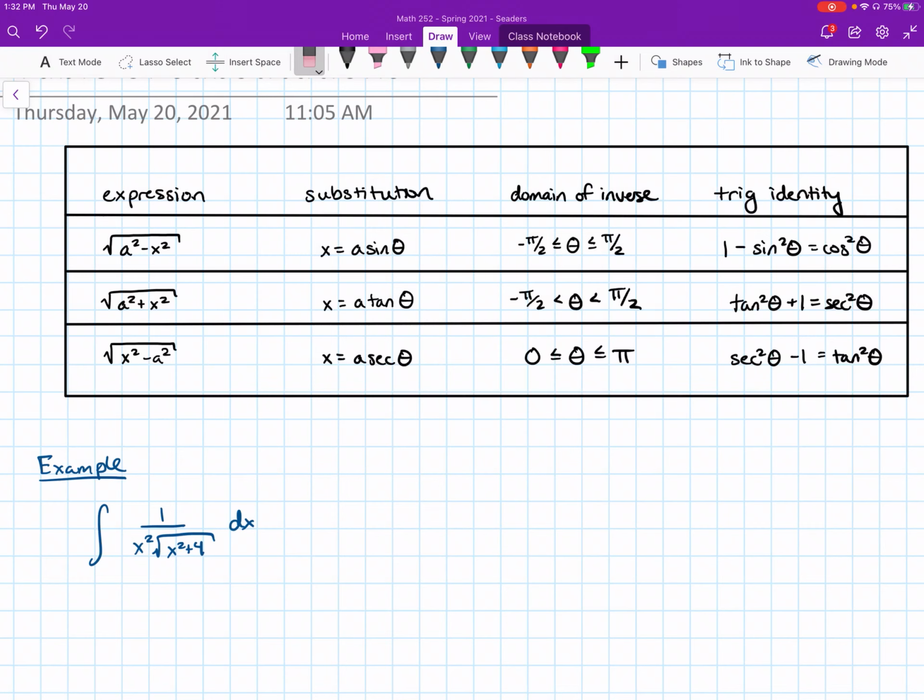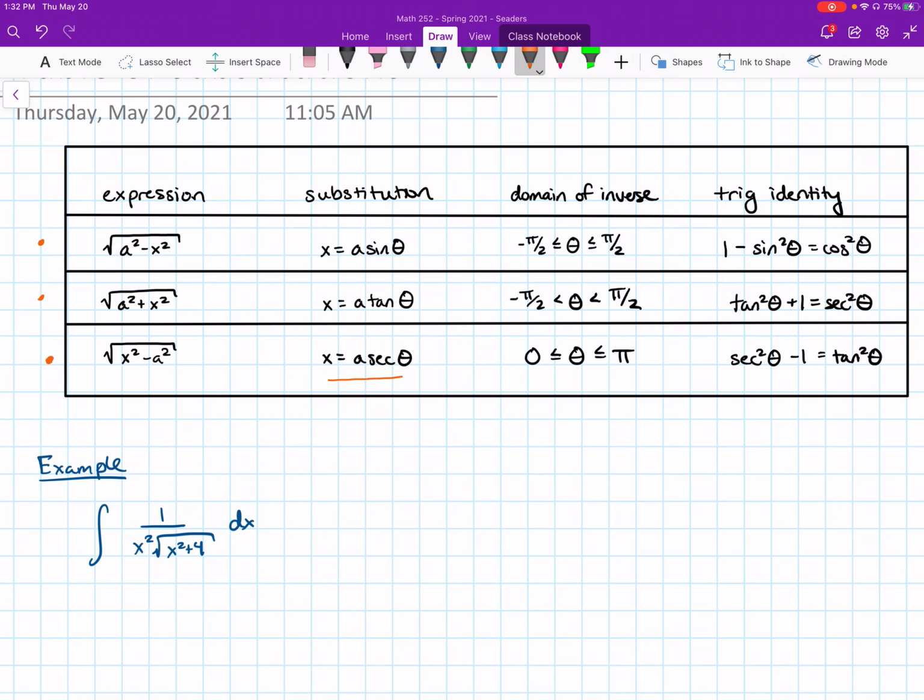So now that we've seen one basic example, let's talk about trig substitution in general. In general, there's a table that you can use to determine which substitution you want. If I have something like square root of 4 minus x squared, then I'll use x equals 2 sine theta. If I have something like square root of 4 plus x squared, I'll use x equals 2 tangent theta.